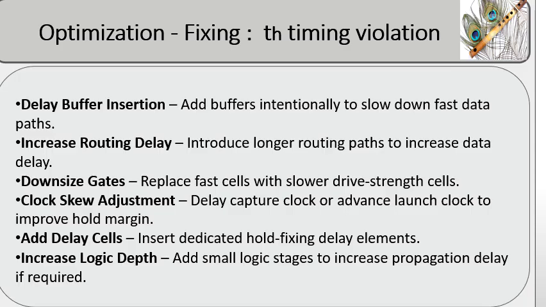Clock skew adjustment delays the capture clock or advances the launch clock to improve hold margins. Adding delay cells introduces dedicated elements designed for hold time correction. Increasing logic depth by inserting small logic stages further raises propagation delay. Together, these methods ensure that data remains stable long enough to satisfy hold time requirements in synchronous circuits.